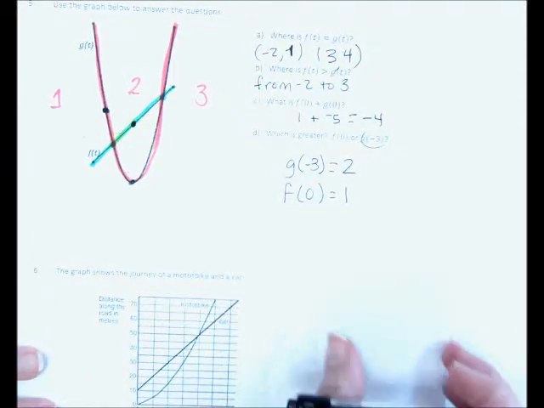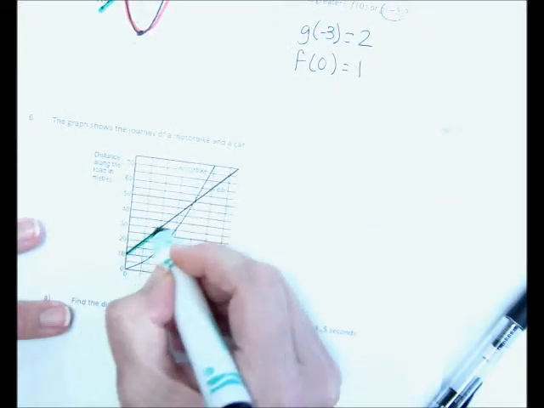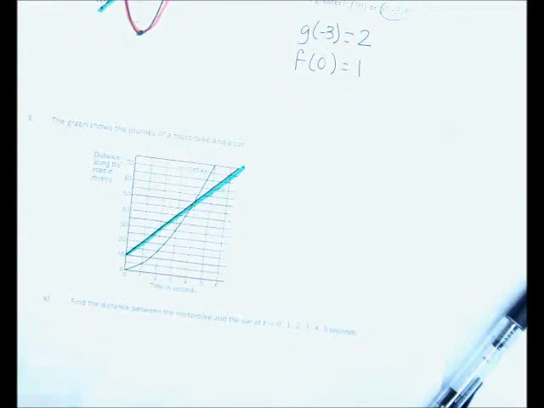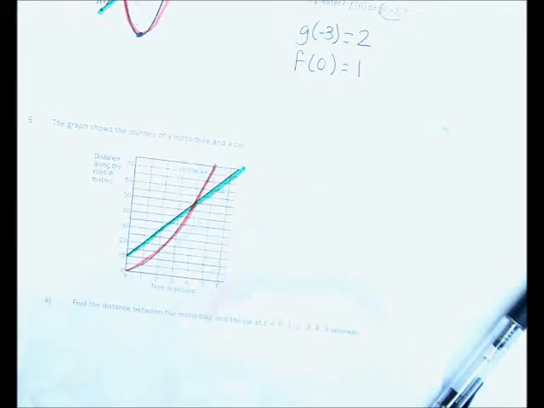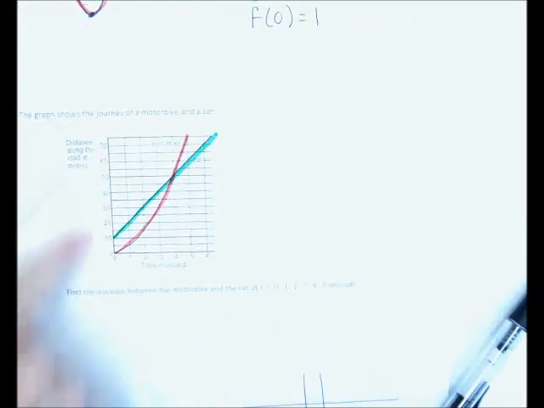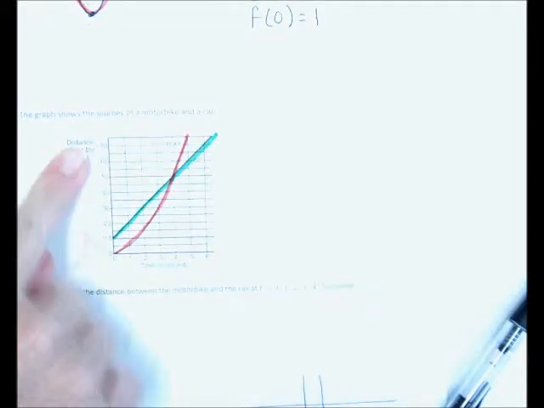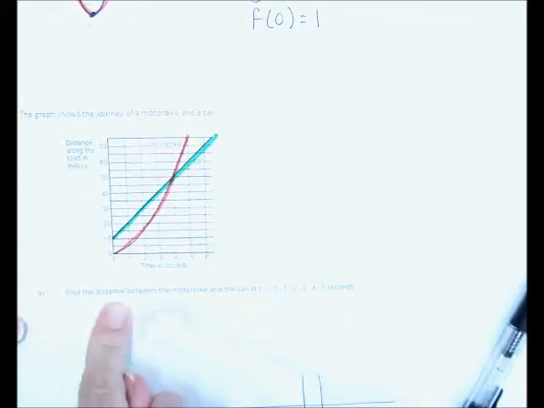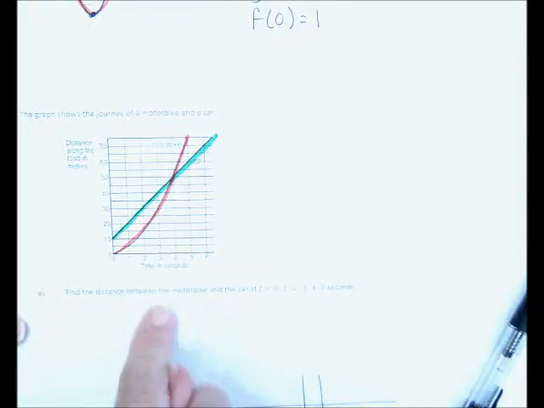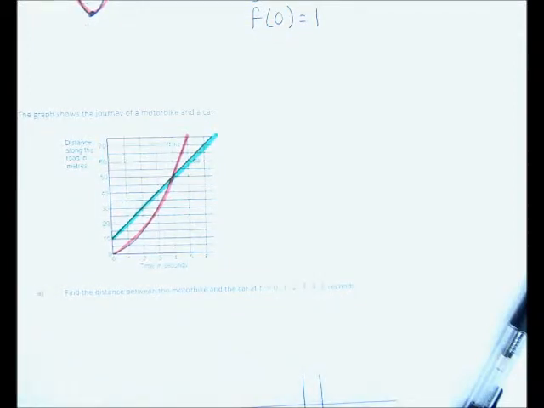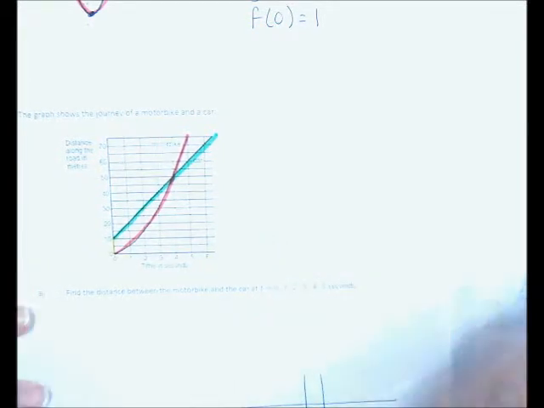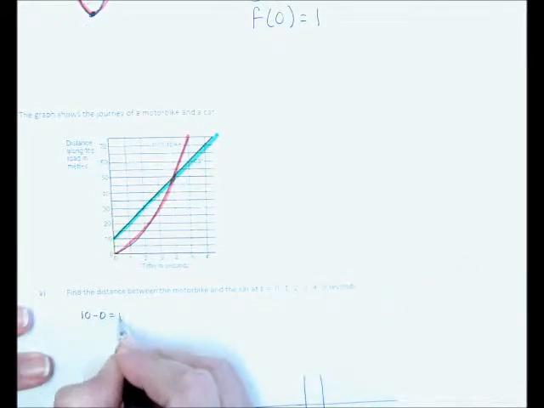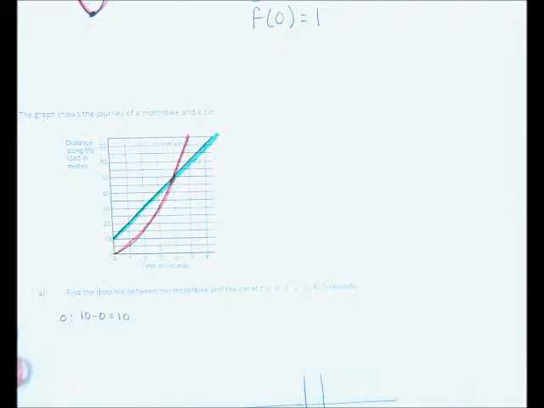The next one that we looked at is we have two graphs again, and we have one graph of the car and how far the car travels in a certain amount of seconds, and then we have another graph of a motorbike. Okay, so if you read the graph, the distance along the road in meters is represented by the y value, and the time in seconds is the x value. So it says find the distance between the motorbike and the car at t is equal to 0. So that's going to be this distance between there. And 10 minus 0 is 10. So the distance at 0 from each other is 10.